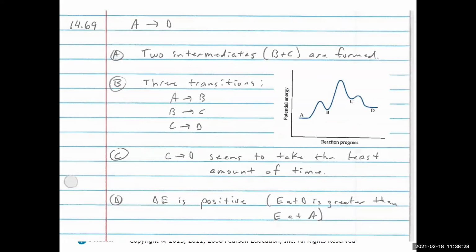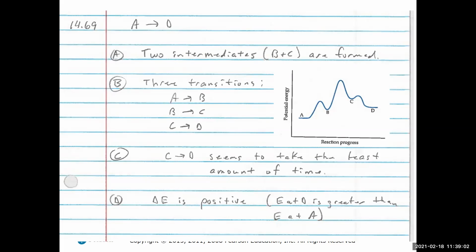Okay, then the last one I want to go over is number 1469. What we're given here is this kind of reaction progress, potential energy plot, where on the x-axis is the progress of the reaction, so you can think of that as time. And then the y-axis is potential energy. And so we're starting with A as the reactant, and we're winding up with D as the products.